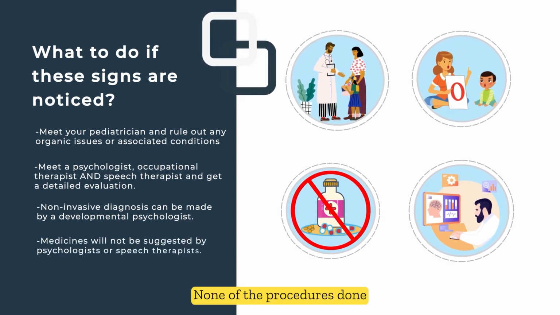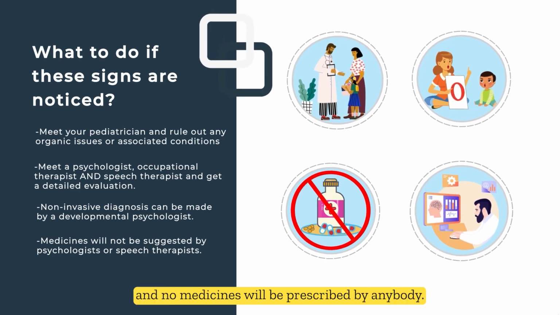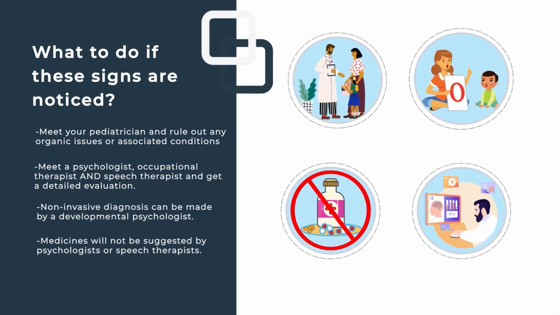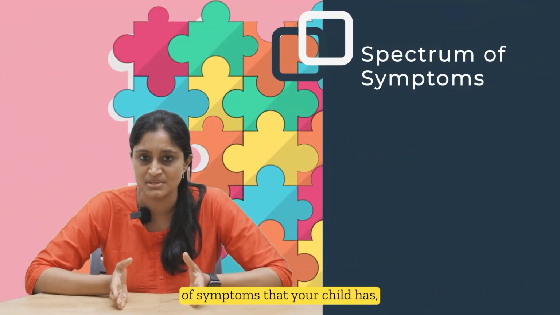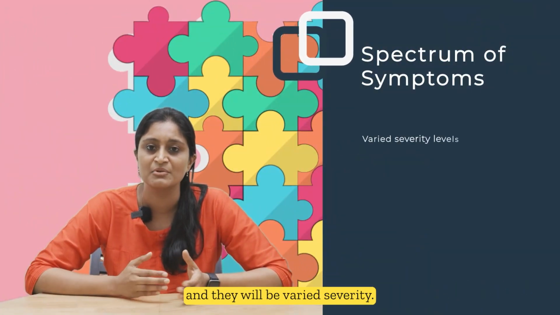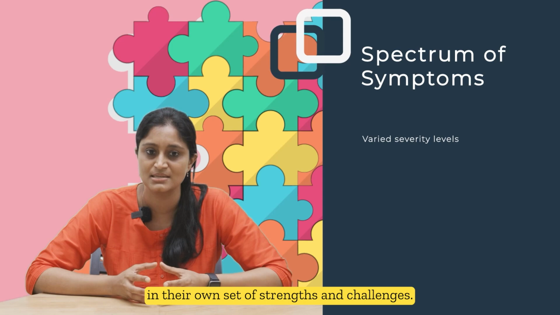None of the procedures done by the allied health therapists will be invasive, and no medicines will be prescribed by anybody. Now, you will see that there will be a spectrum of symptoms that your child has, and there will be varied severities. Each child will be unique in their own set of strengths and challenges.